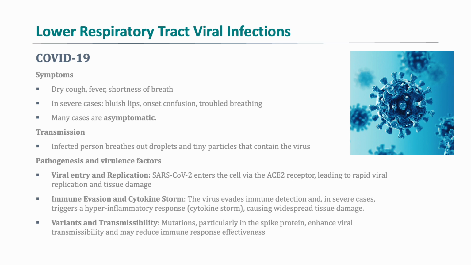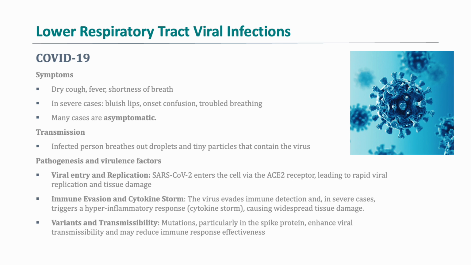COVID-19 can be spread when an infected person breathes out droplets and tiny particles that contain the virus. Other people can then breathe in these droplets, or they can land on others' eyes, nose, or mouth. For pathogenesis, SARS-CoV-2 primarily infects the respiratory system. It gains entry into the host cells via the ACE2 receptor. Once inside, it replicates and triggers an inflammatory response that can lead to acute respiratory distress syndrome.